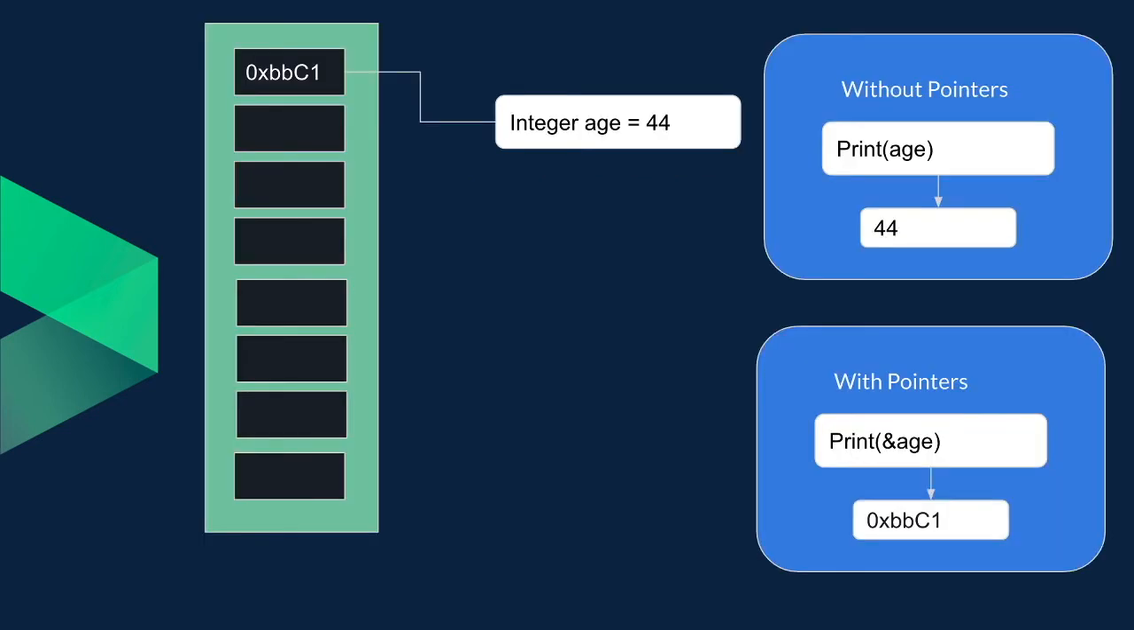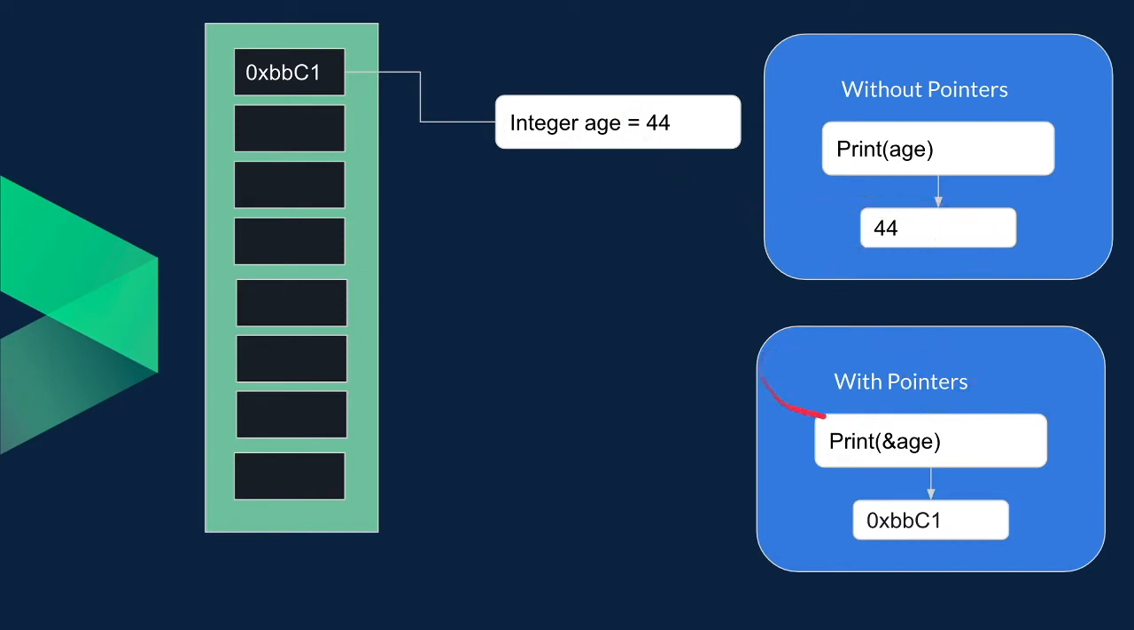So, let me first give you guys a couple of diagrams as to how pointers work, and then we can jump into the code. Let's suppose I make an integer in a coding language, and the value is 44. This value is stored into system memory at a certain address, for example 0xbbc1. If I were to print out the age, the compiler goes to age, which is a variable stored in 0xbbc1, finds its value as 44, and simply prints it out.